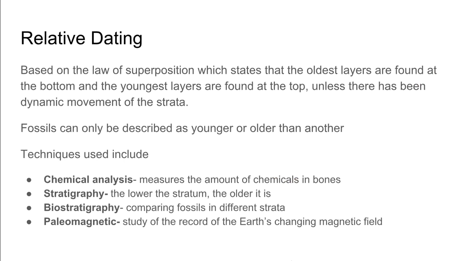Relative dating is also used by paleontologists, and it states that the oldest layers are found at the bottom and the youngest layers are found at the top, unless there's been dynamic movement of the land we're looking at. Fossils in the relative dating methodology can only be described as younger or older than another, and we can do that by a few different techniques that are listed there.